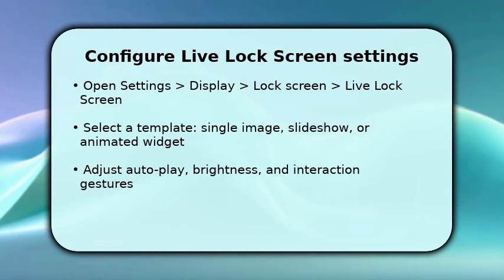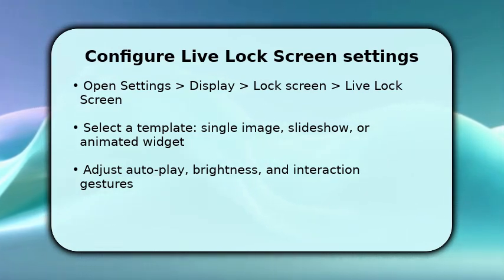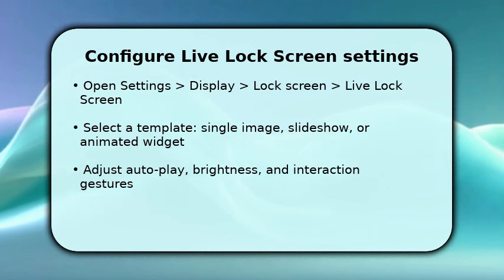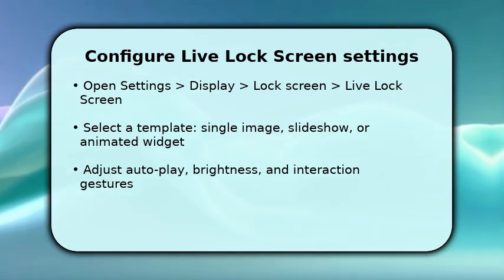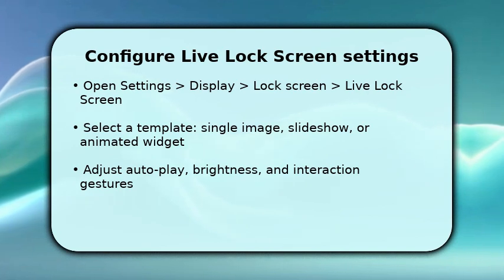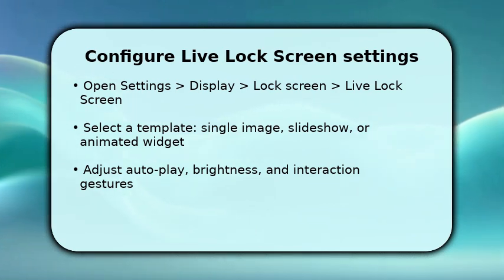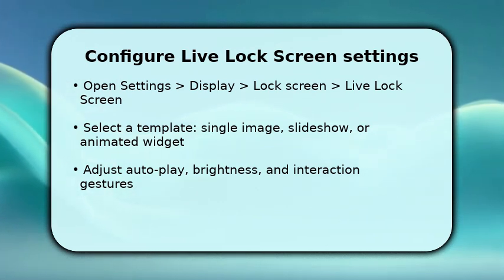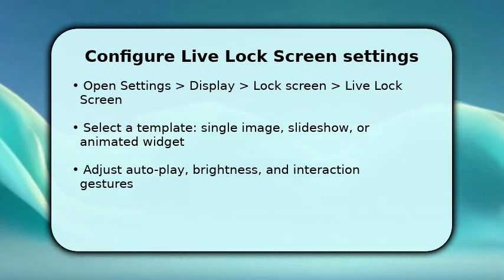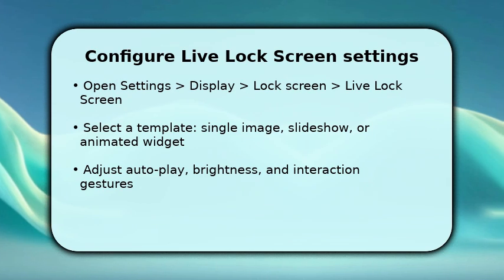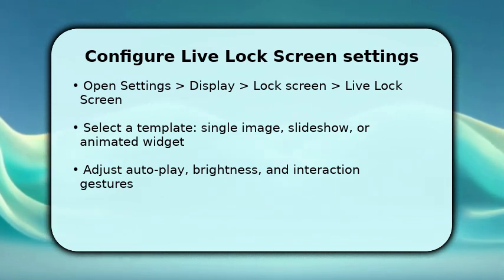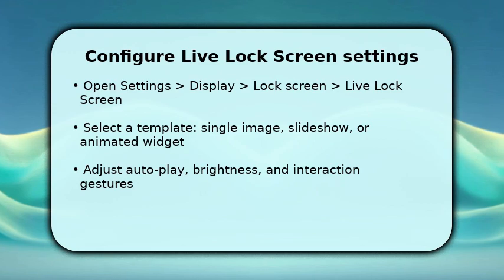Now dive into configuration. Open Settings, then Display, Lock Screen, and tap Live Lock Screen. Choose a template based on what you want: single photo, slideshow that cycles images, or an animated widget layout for live info. Pick one and preview. Make sure autoplay is enabled for animations and set brightness and timeout to match battery preferences. If the template supports gestures, map them now so swipes or taps reveal notifications or quick controls. Once customized, apply and test immediately to confirm behavior.